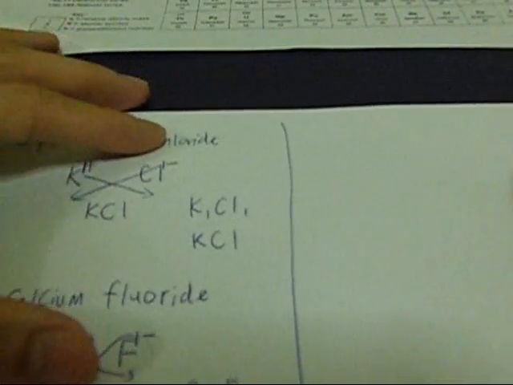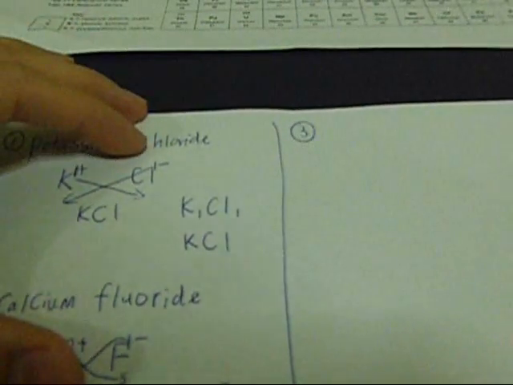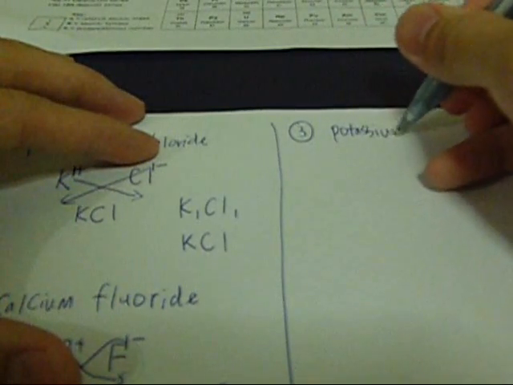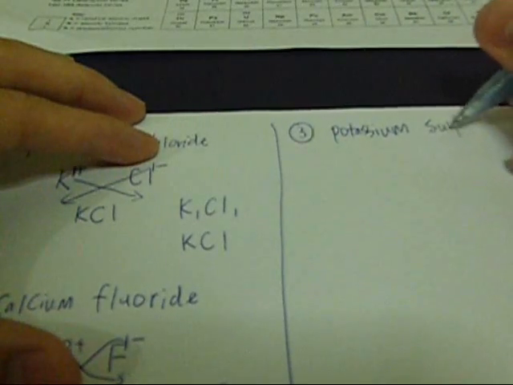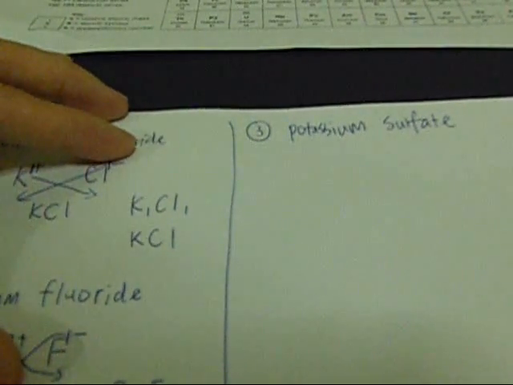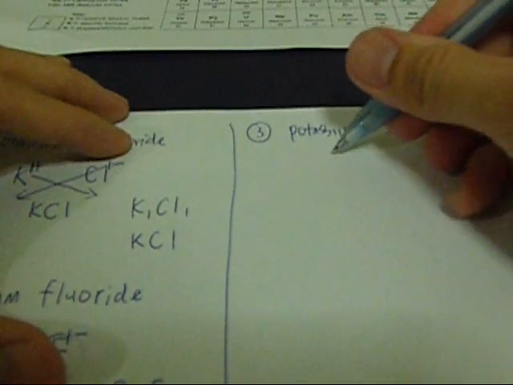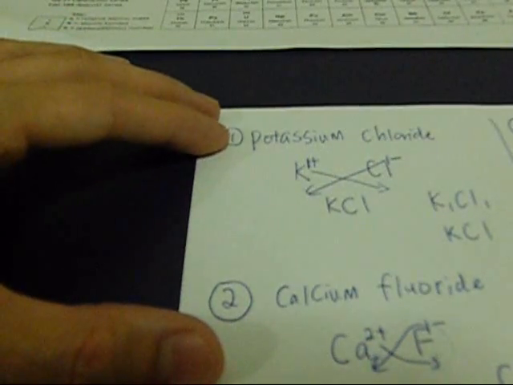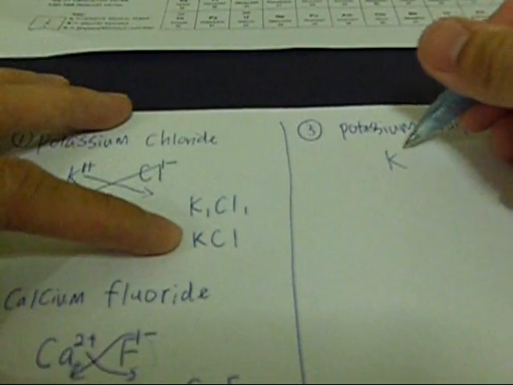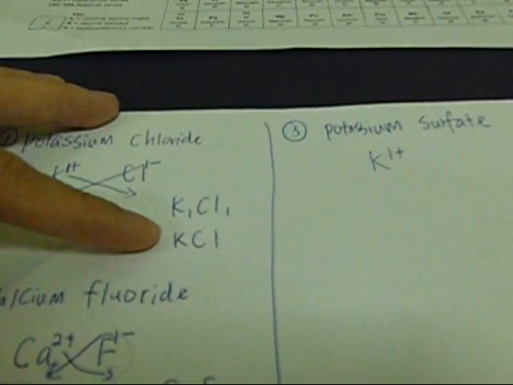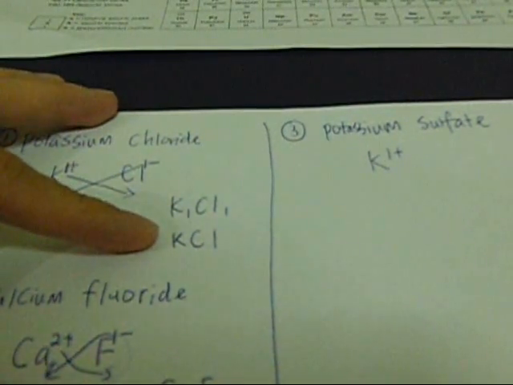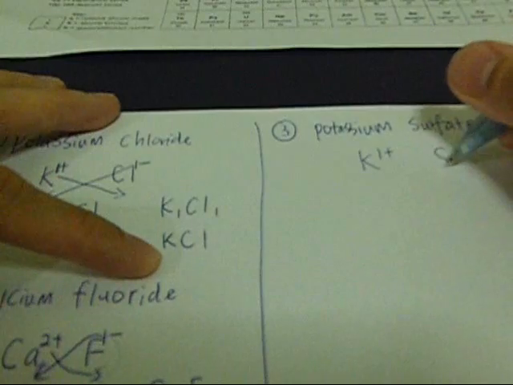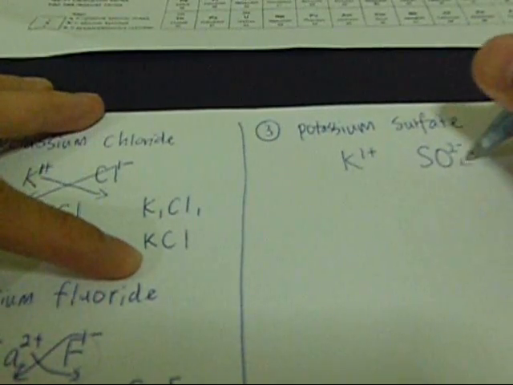Okay, let's look at the third example. Third example is potassium sulfate. Now, what is the chemical formula for potassium sulfate? So potassium, you know already from example 1, potassium ion would have a charge of 1 plus because it is from group 1. Sulfate, now this is one of the 5 polyatomic ions that I asked you to memorize the formula. Sulfate is SO4 2 negative.